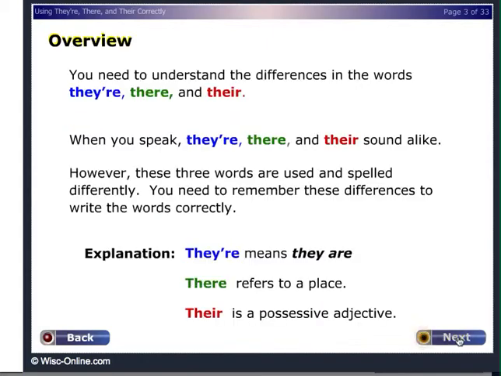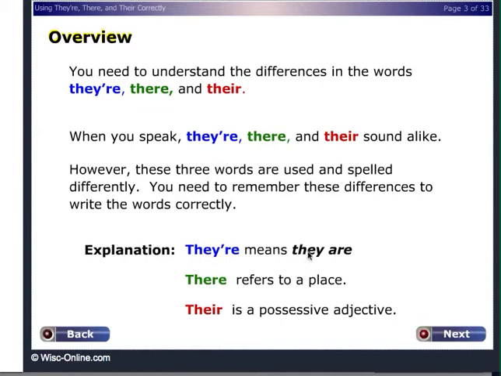So we're going to go to the next page, and you'll see again it gives you an overview of what this means and an explanation. They're means they are, there refers to a place, and their is a possessive adjective. Again, this is what you're going to find all over the internet and in our handbook as well. But there's one thing I want to show you that will maybe help clarify the actual usage of these.